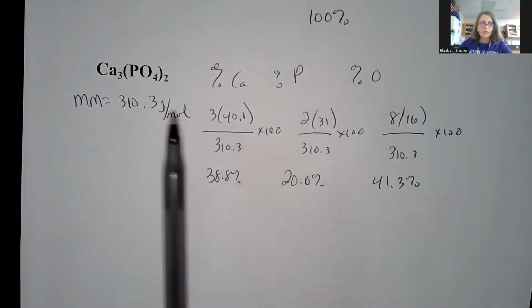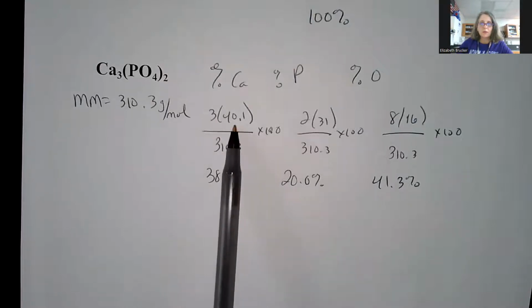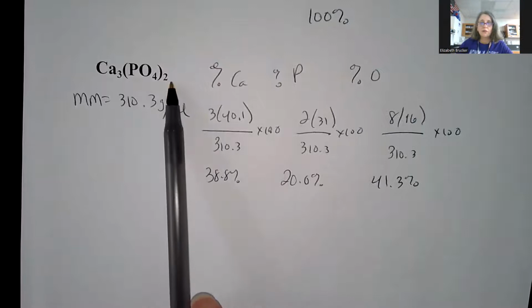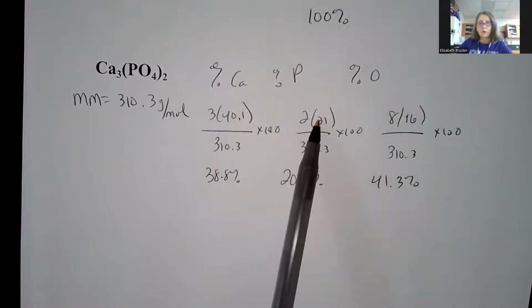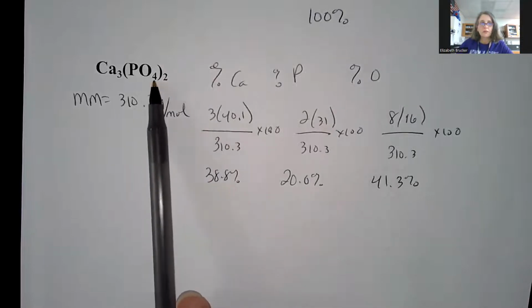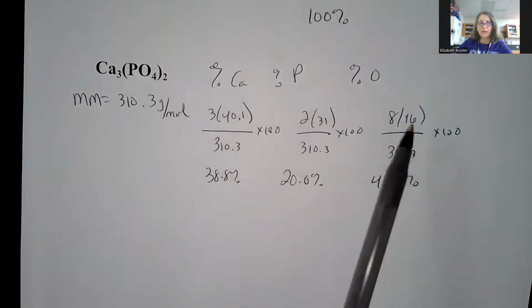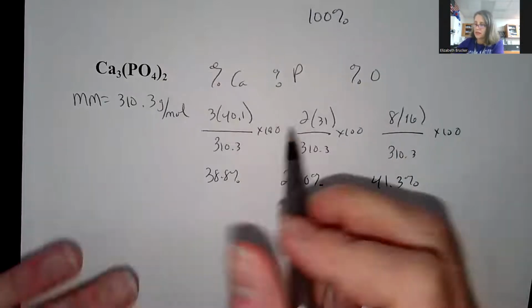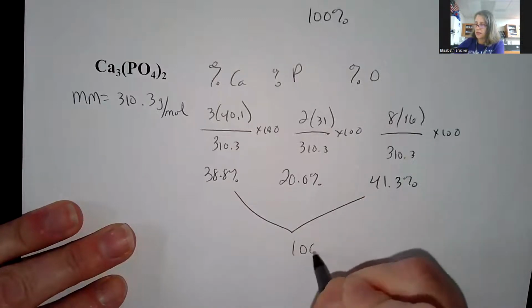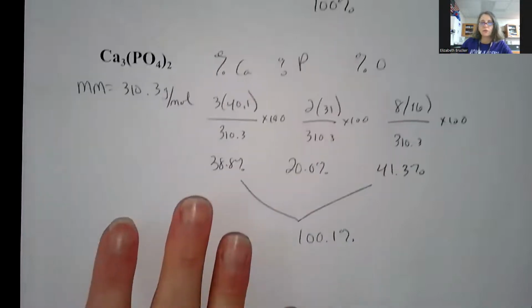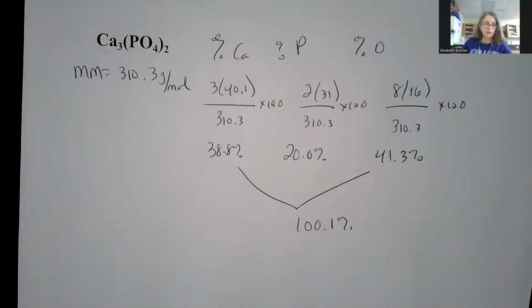I have 3 calciums in the formula, so 3 times the molar mass. I get about 38.8%. Phosphorus, there are 2 phosphorus, so 2 times 31 over the total, about 20%. And then 2 times 4 is 8 oxygen, so 8 times 16 over 310.3 times 100 is around 41.3. And again, this doesn't come out to be exactly 100, it's actually 100.1%, but that's going to be fine for the calculations that we are doing.